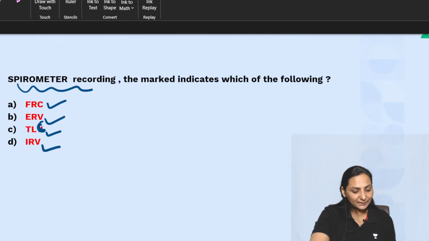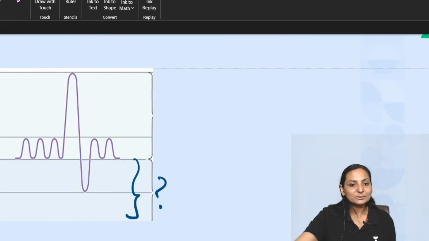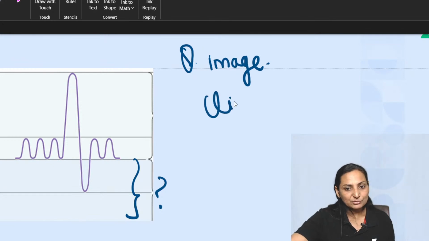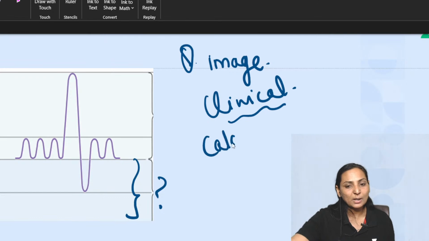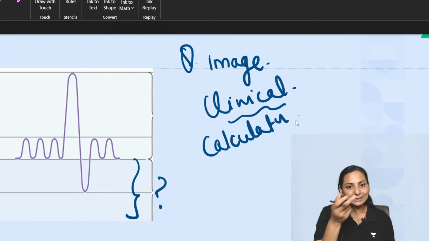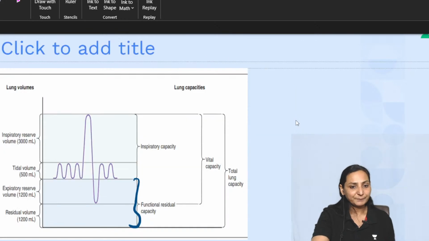Now, whenever I take my classes, I always tell you that this is a very important section, which comes as an image based question. It can come as a clinical based question. It can also come as for calculations. So this is a very important part where physiology is integrated with respiratory medicine. I think I have also taken a separate lecture on the lung volumes and capacities. Please go into that, right?